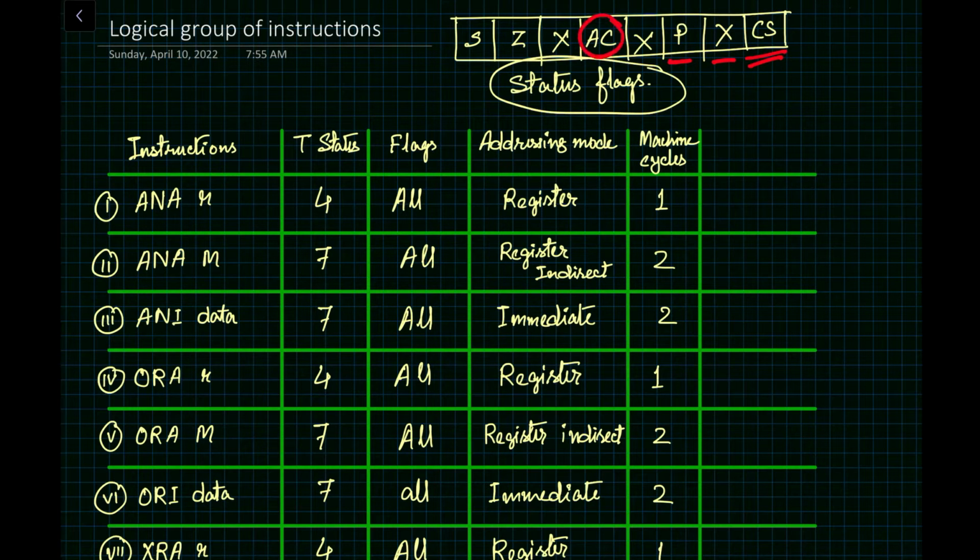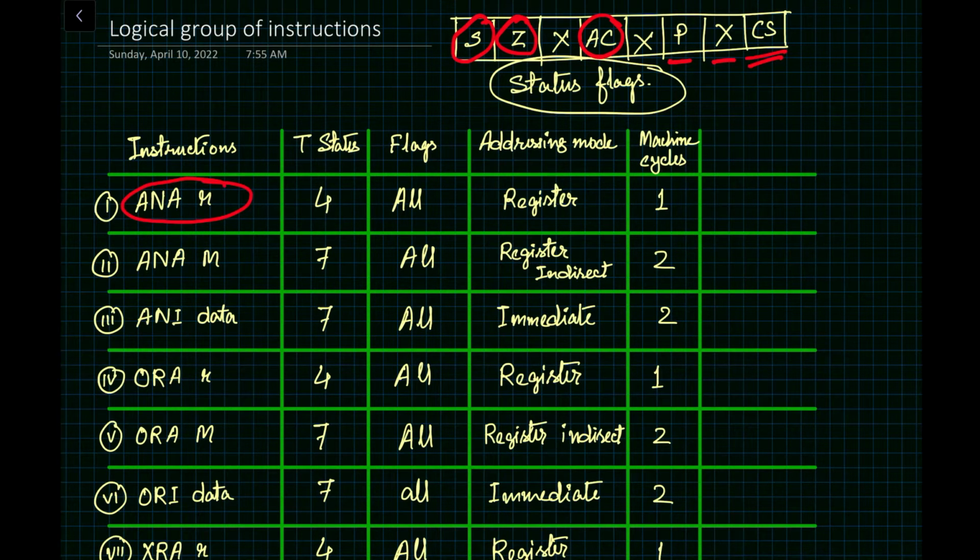Then we have the auxiliary carry. When there is a carry from the 4th to the 5th bit, this is called the auxiliary carry. Then we have Z, which means the zero flag. When all the bits in the given byte are 0, then this zero flag will be set to 1. And capital S represents the sign. This sign bit is used for representing the sign of the result of the operation. The sign flag will be 1 for negative sign and 0 for positive sign. So let us start with the logical group of instructions.